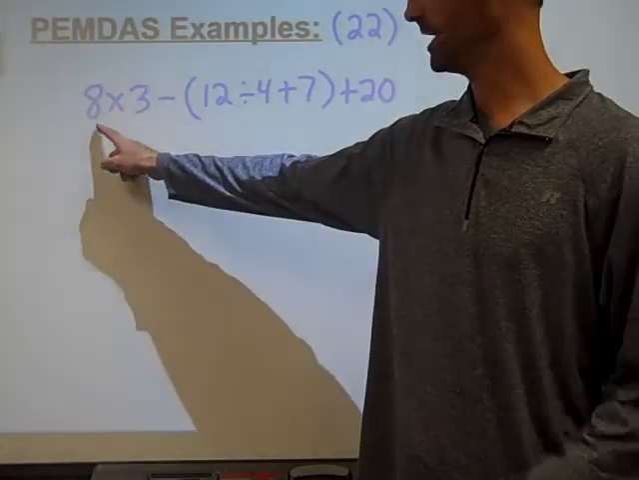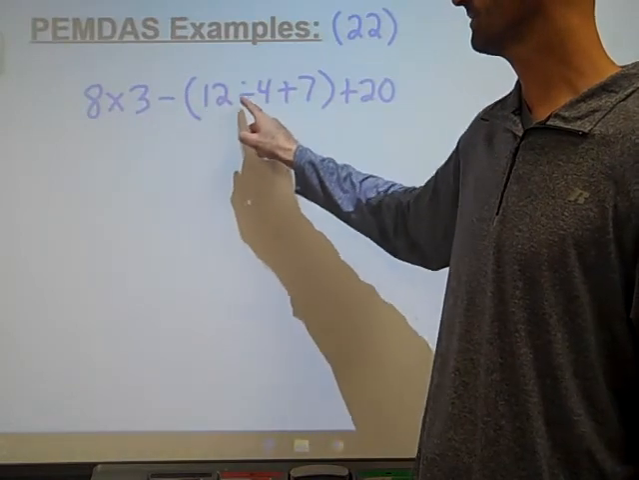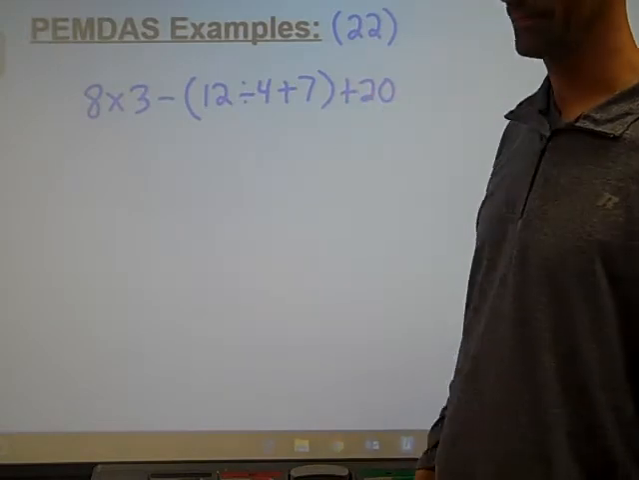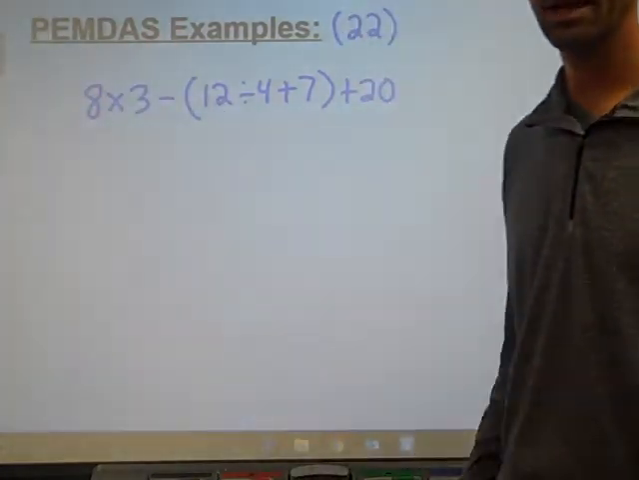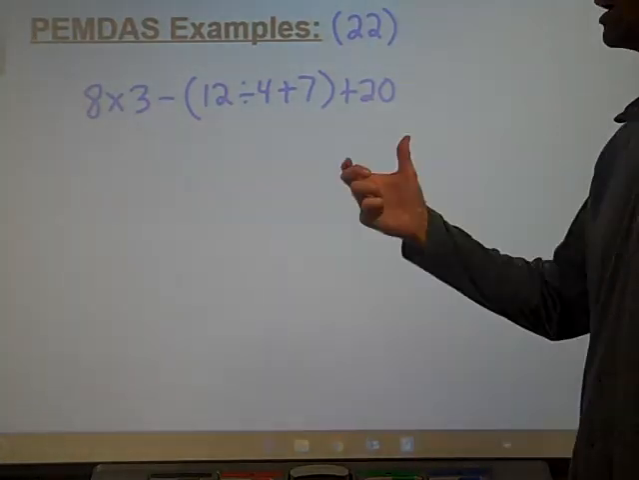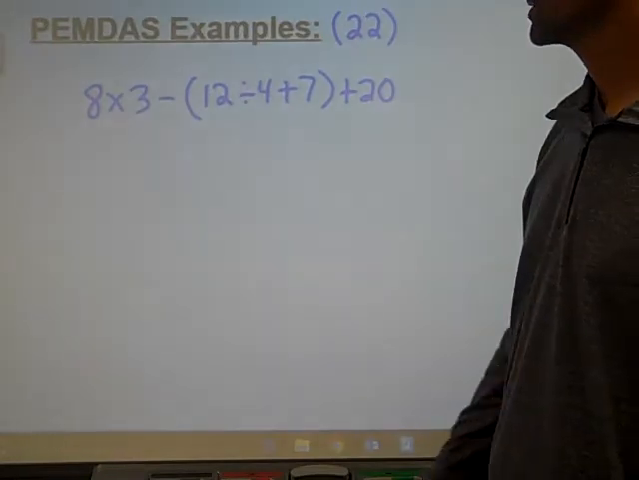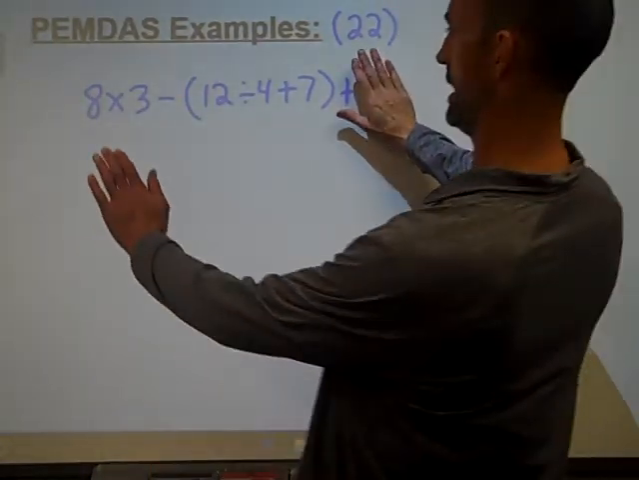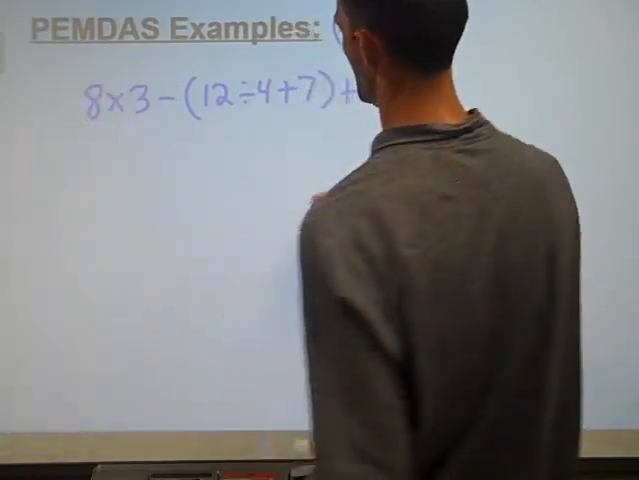So 8 times 3 minus parenthesis 12 divided by 4 plus 7 parenthesis plus 20. Alright, we start again with the letter P, which is the parentheses. Are there parentheses? Yes. Okay, so then we stick with the parentheses, right? Right now our focus is the parentheses. We don't worry about anything else.